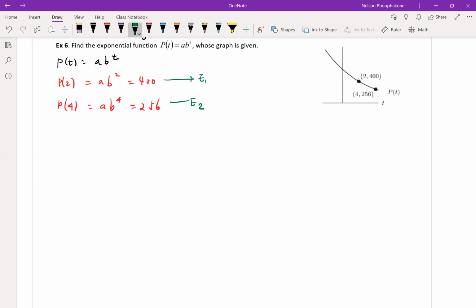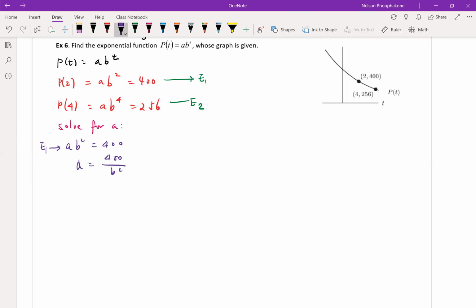Okay, then remember again, what do we do first? We would like to solve for a first. Then I have this one right here. It will be a times b squared equal to 400. Okay, so again, I start with E1. Then a is 400 over b squared.